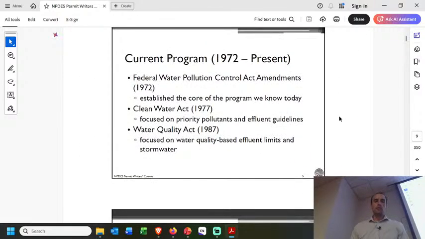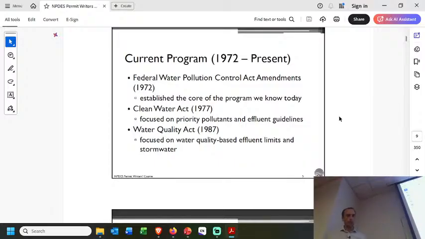And so by 1972, we kind of have what is our current program. It's established by Congress. That would be the Federal Water Pollution Control Act amendments. And so that's the basis of what we have today with the permitting system for wastewater discharge. A little later, we got the Clean Water Act, 1977. This was for those priority pollutants we'll take a look at and kind of establish some general effluent guidelines of, okay, you may discharge this, you may not discharge that. What are the standard guidelines?